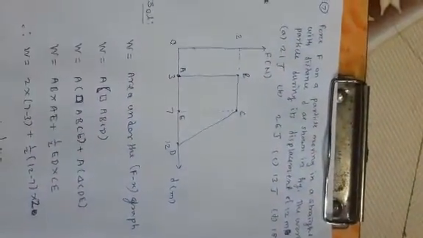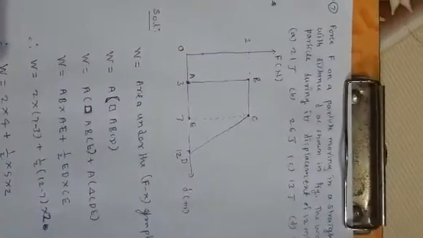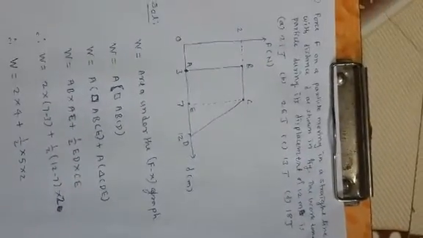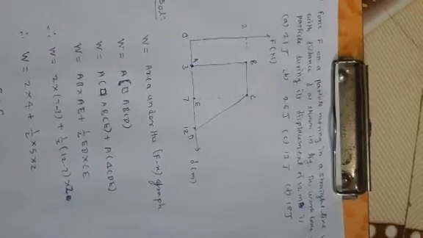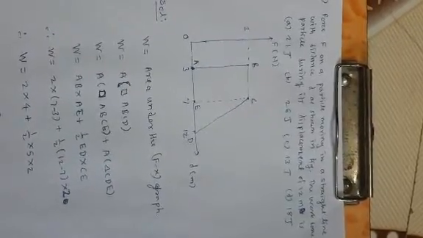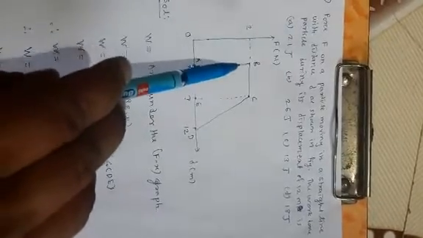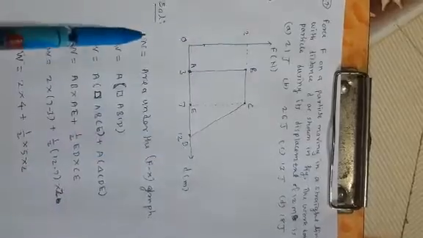Welcome back. A force F on a particle moving in a straight line varies with distance d as shown in figure. The work done on the particle during its displacement of 12 meter is. The variation of the force with displacement is given in the graph.